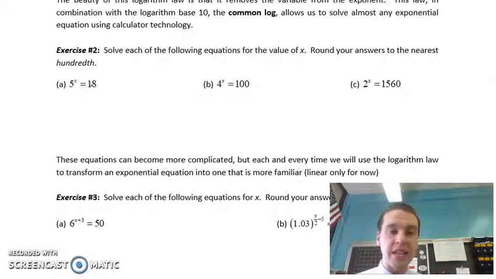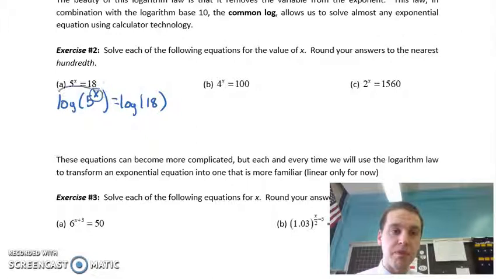So let's look at this. 5 to the x equals 18, the same idea. Notice that we cannot get common bases, so therefore we have to take the logarithm of both sides. So log of 5 to the x equals log of 18. Power rule states that can come out in front. We get x log of 5 equals log of 18. And we're going to get x to equal log of 18 divided by log of 5.